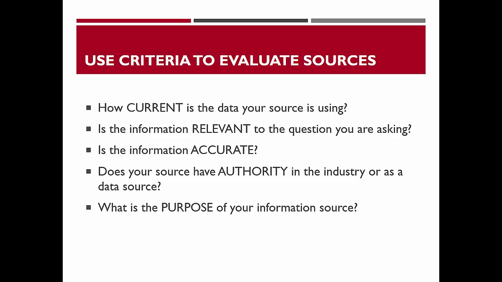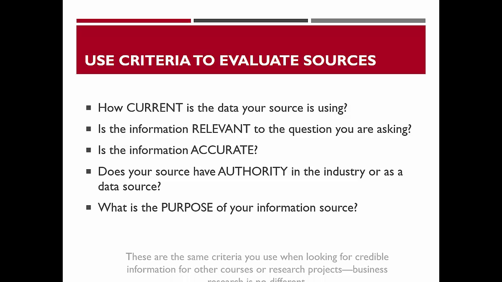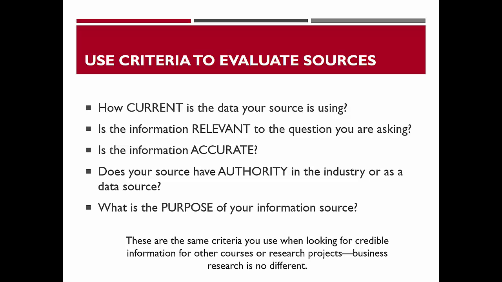This is why we tend to look at academic journals, at databases and things like that, because their purpose is to inform you rather than to sell you something. So these criteria, the currency, relevance, accuracy, authority, and purpose of an information source, are the same criteria you would be using if you're looking for credible information for a research paper in history or biology or any other topic. Business research is no different and needs to follow the same set of criteria.